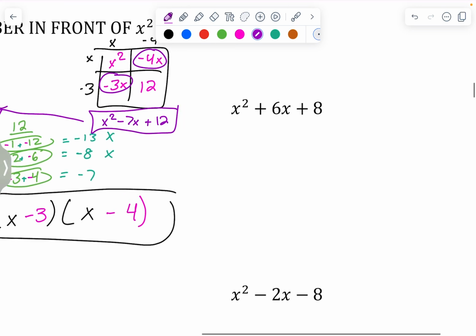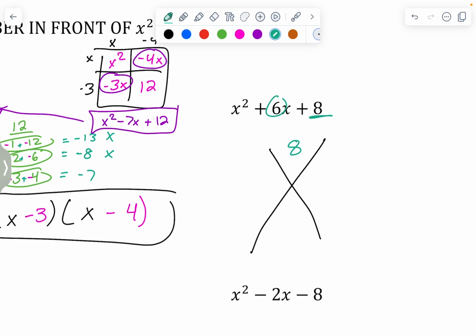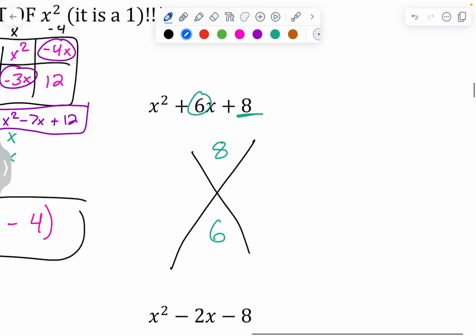Let's try another one. So I start by setting up my diamond. Again, constant goes on the top here, so here's my 8. My 6 goes on the bottom. So I'm looking for 2 factors that multiply to 8 and add to 6. Positive on the top, positive on the bottom. That tells me both my factors should be positive.